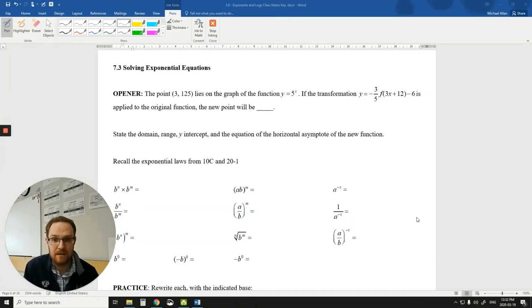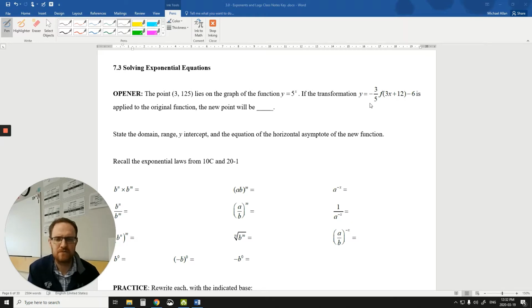We're going to do the next lesson in our exponential equations and functions. This is more of a review lesson, a review of some Math 10 topics and maybe Math 20 topics on how exponentials work. So the first question here, let's just talk about this one.